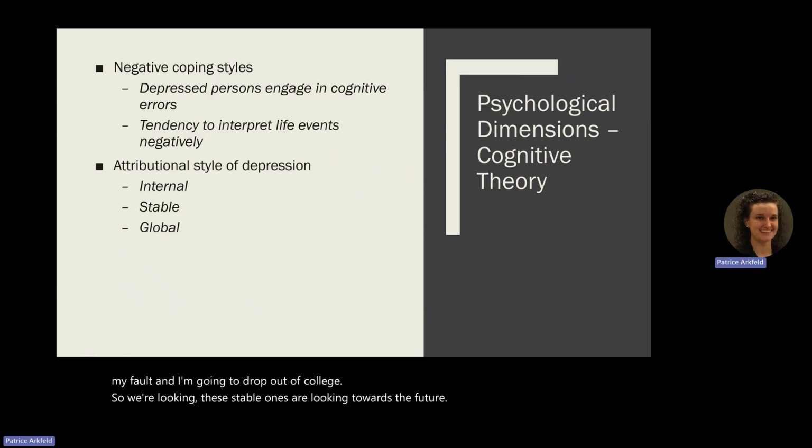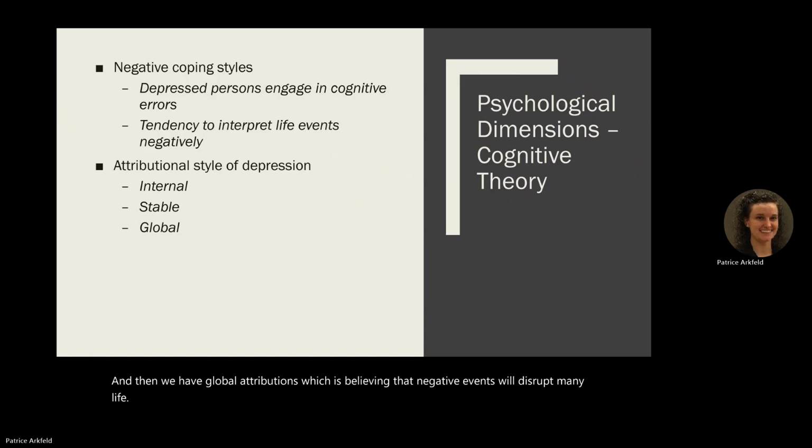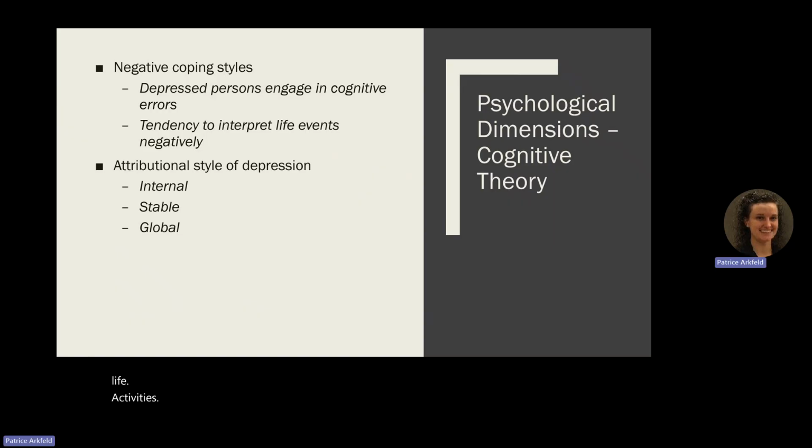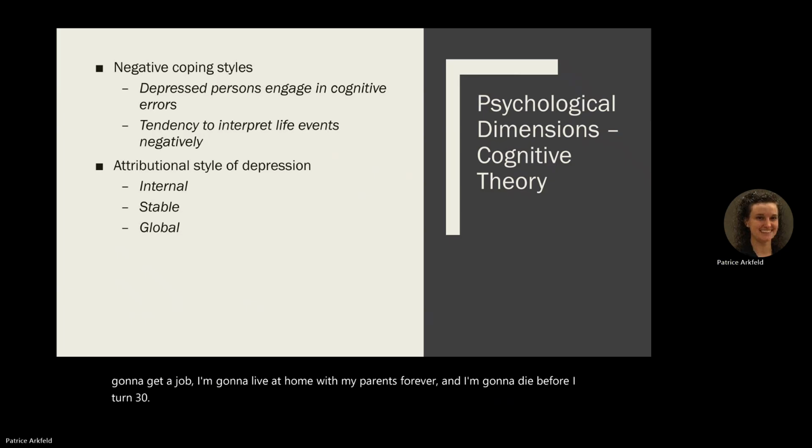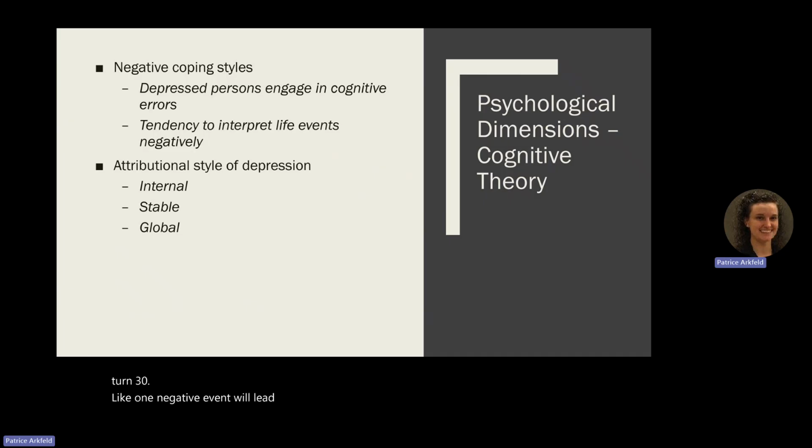And then we have global attributions, which is believing that negative events will disrupt many life activities. So my relationship fails. That means that I'm never going to graduate from college. I'm never going to get a job. I'm going to live at home with my parents forever. And I'm going to die before I turn 30. Like one negative event will lead to all of this disruption in someone's life.